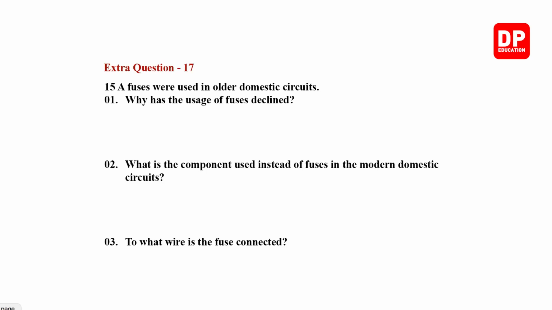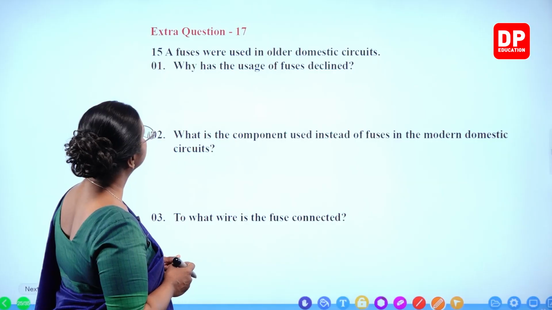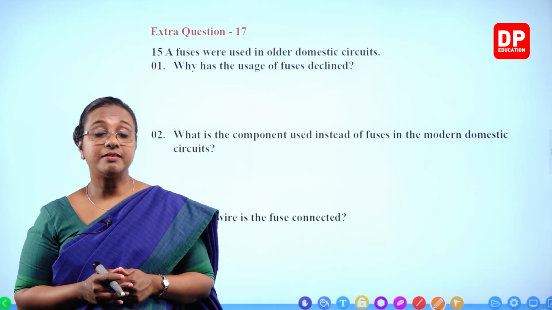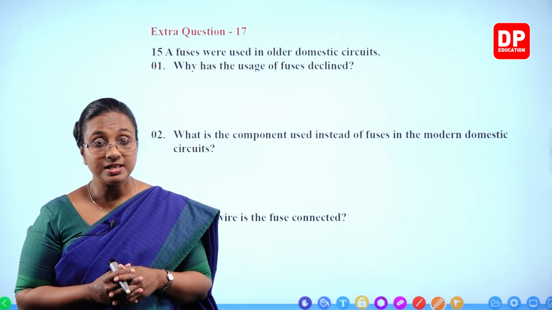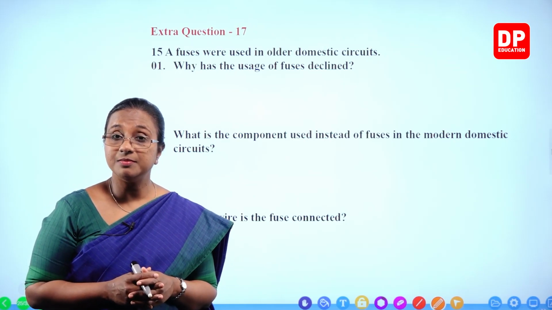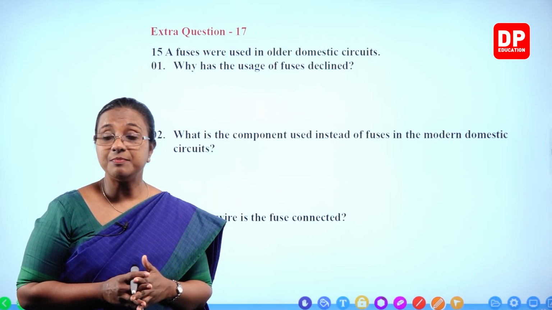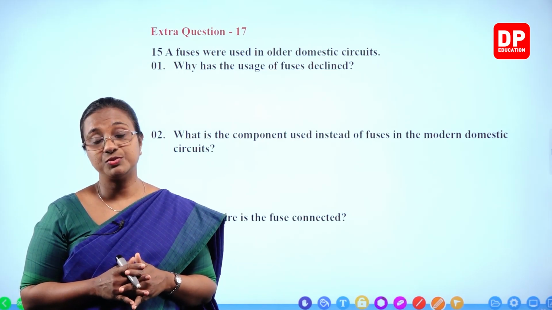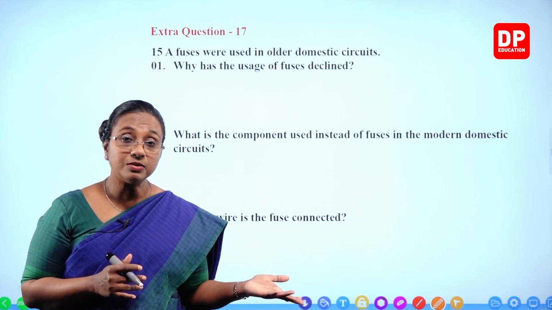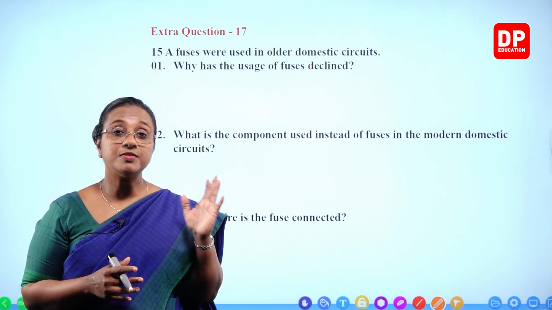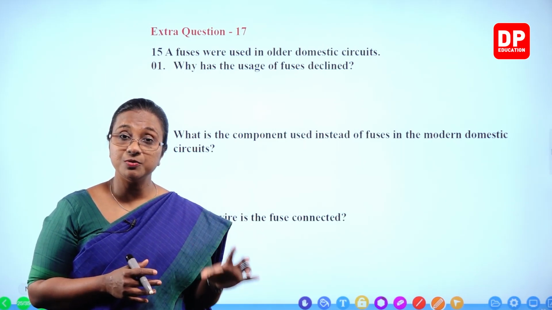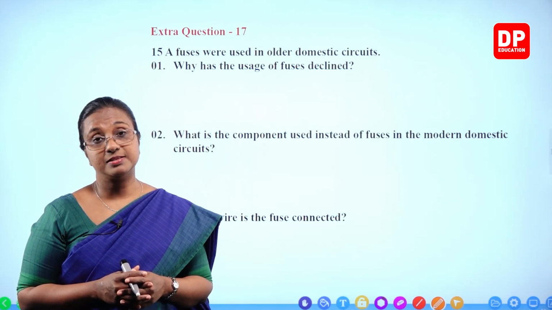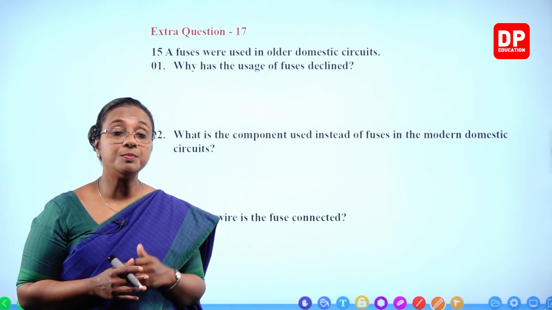Extra question 17. 15 ampere fuses were used in older domestic circuits. That is something you can remember. Now in the modern circuits, we have the miniature circuit breakers that use 13 ampere fuses for plug circuits and 6 ampere fuses for lamp circuits. But in the older households, instead of the miniature circuit breakers, there were fuses corresponding to 15 amperes. A higher current was allowed to pass through it.